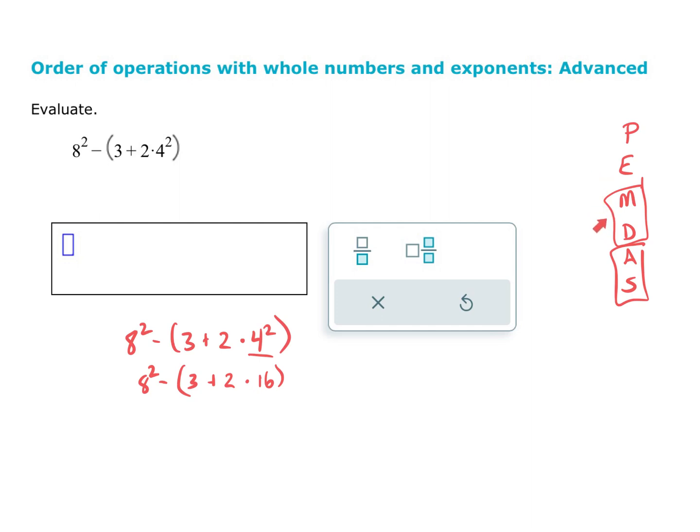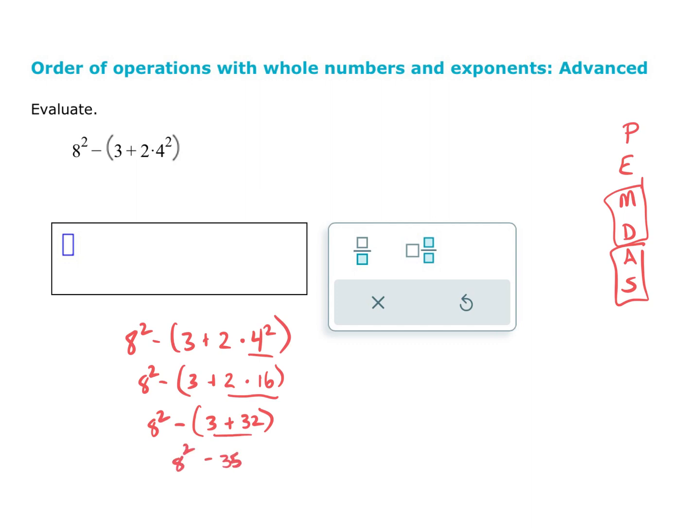So now I'm in this step, multiplication or division, still within that parentheses. By the way, when I said I didn't see any more exponents, I meant within the parentheses, because that's where I still am, inside these parentheses. So I do see multiplication. There's 2 times 16, which is 32. Rewriting everything else, including the parentheses. I'm still in the parentheses. I don't see any more multiplication or division, so I'm doing the addition and subtraction. 3 plus 32 is 35.